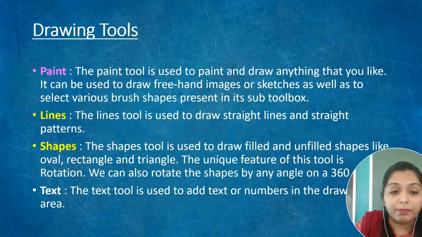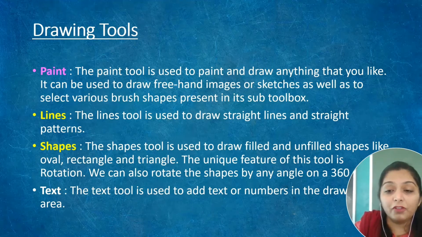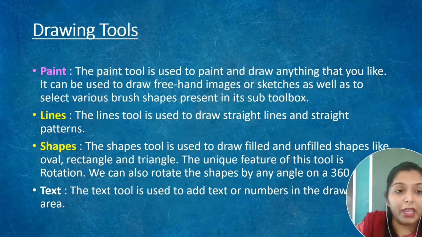Next, shapes. The shapes tool is used to draw filled and unfilled shapes like oval, rectangle, triangle. The unique feature of this tool is rotation. We can also rotate the shapes by any angle on 360. And the last one is the text tool. The text tool is used to add text or numbers in the drawing area.